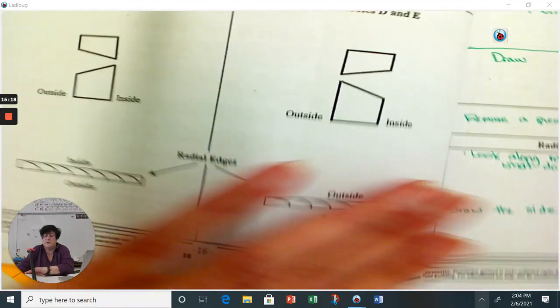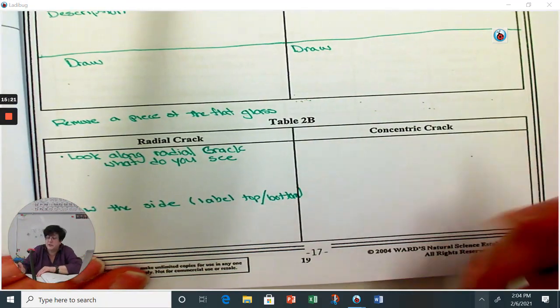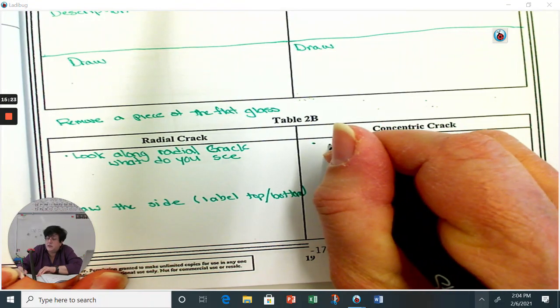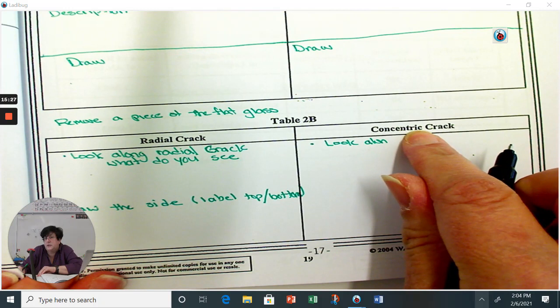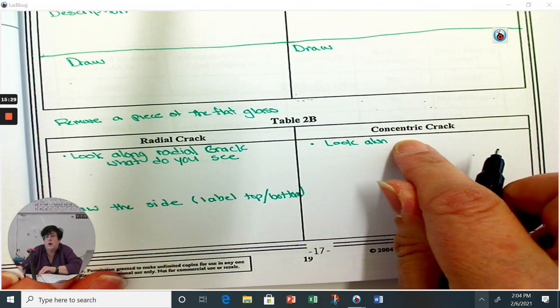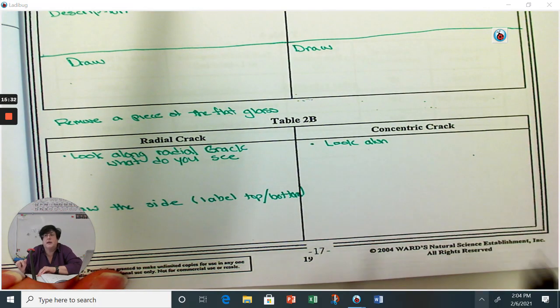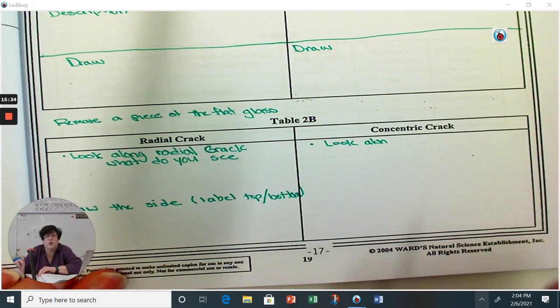And you're going to do the same thing for concentric. What did you see? This one might be hard to do because it's very hard, even for me, to get it to crack so you have a nice concentric crack.